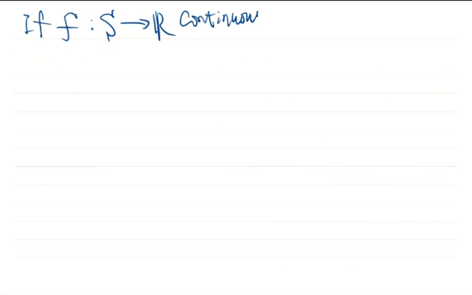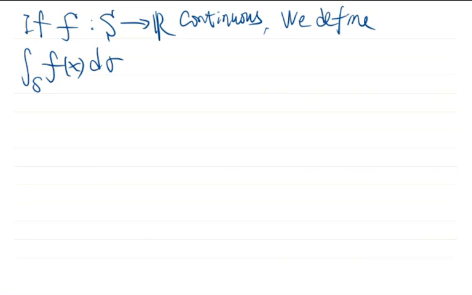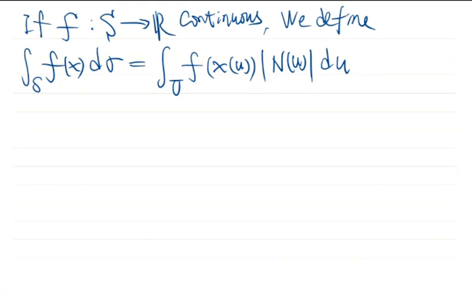So if f is a continuous function over the surface S, we defined the integral of f dσ. This is called the surface integral of f, or the integral of f over the surface S. We defined this to be the integral of f(x(u)) times the norm of N(u) du.